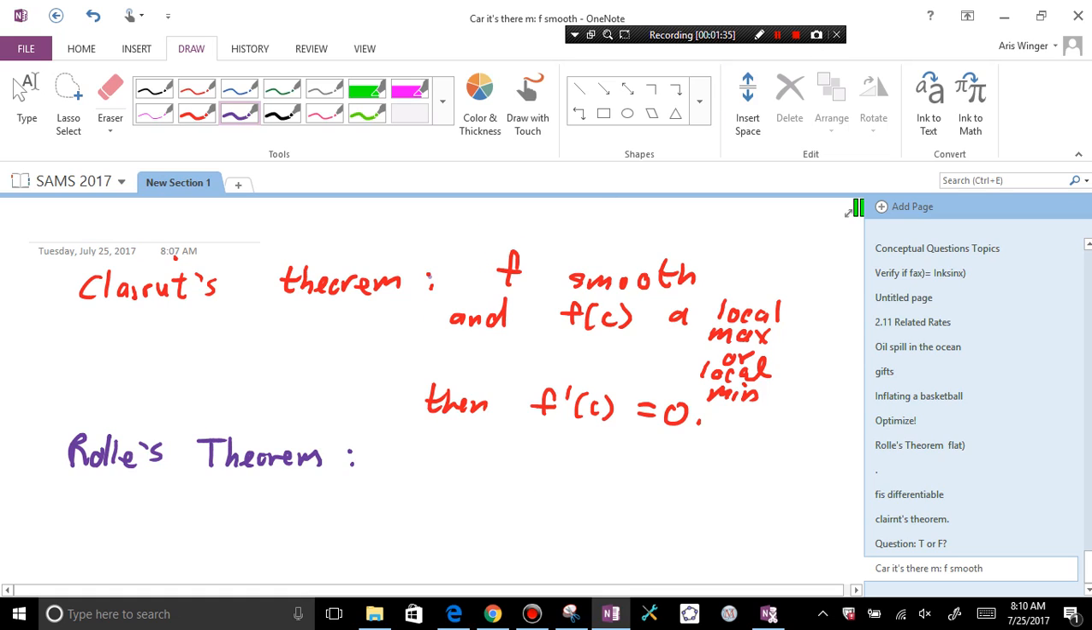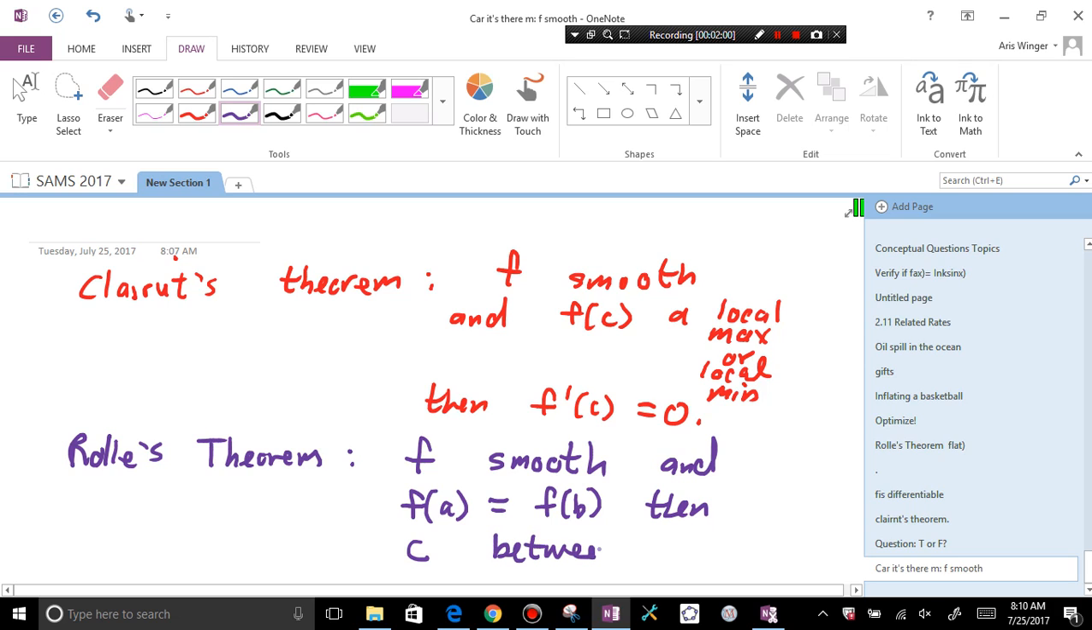So Rolle's theorem says that if you start and end at the same place and you're smooth, then you have to stop somewhere in between, right? So Rolle's theorem says that F smooth, and you start and end at the same place, then there exists a C between A and B, where F prime of C is equal to 0.